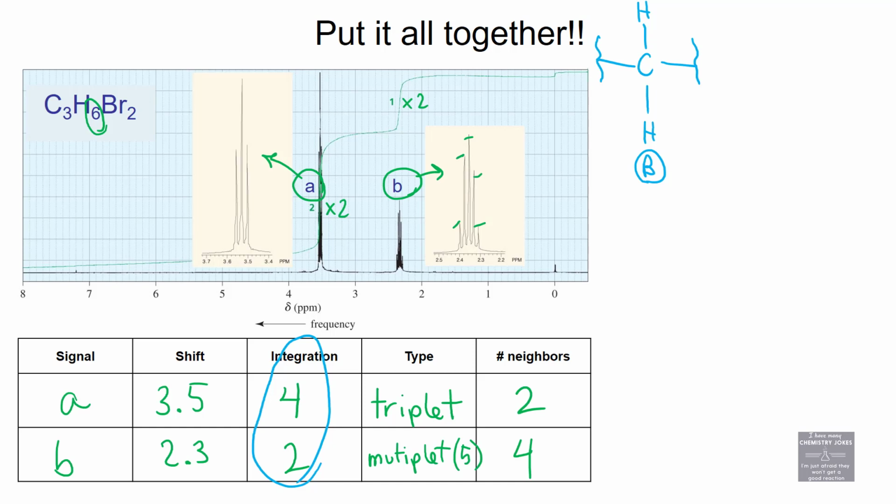Okay, looking at the integration, peak A integrates to 4. Can I put 4 hydrogens around a single carbon and still have a place to plug anything in? No. So an integration of 4 is most likely 2 CH2s that are chemically equivalent. So I draw my 2 CH2s and label both of those as proton A's.